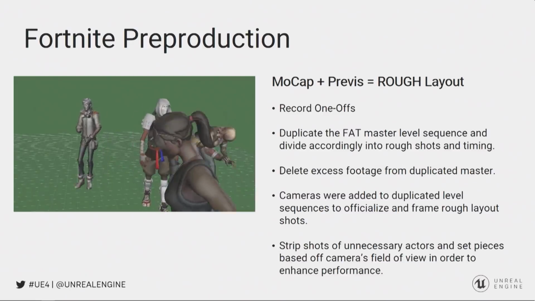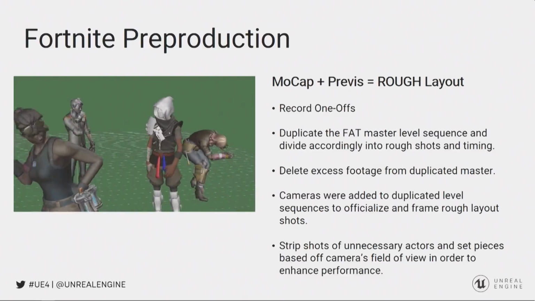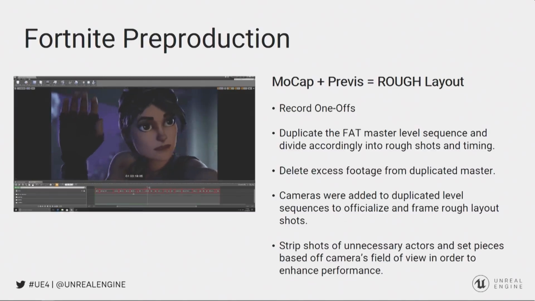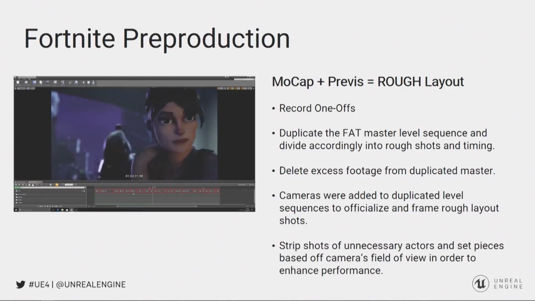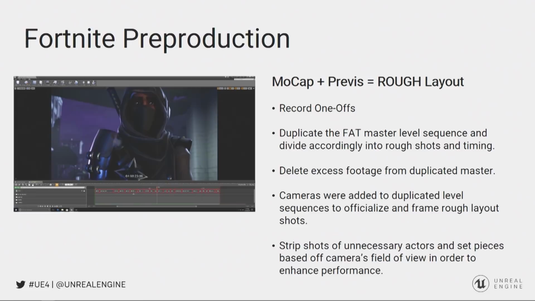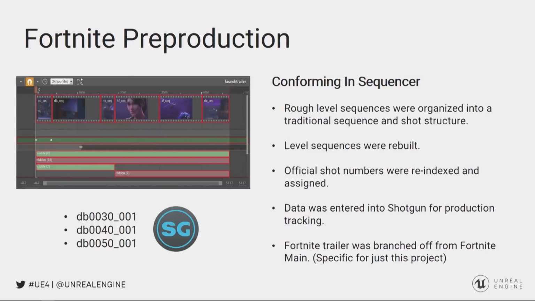And then ultimately, the motion capture, if we needed extra one-off shots, we would go and capture them separately. And all of this data would be entered into Sequencer, in which we sliced and diced up the master sequence into individual shots that we could say, okay, this could consist of a shot, and this could be a potential shot. All of this had to be conformed inside of Sequencer.